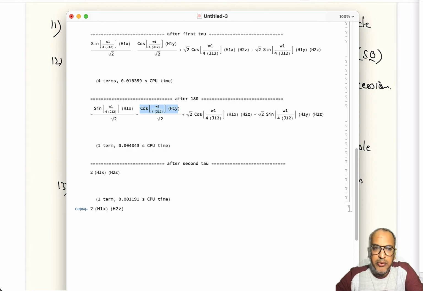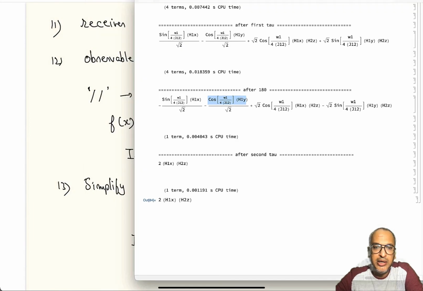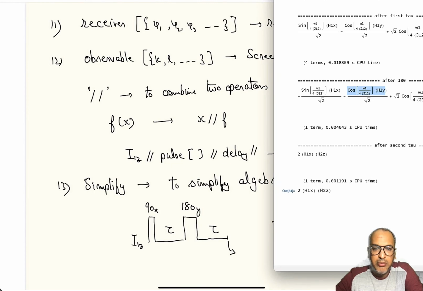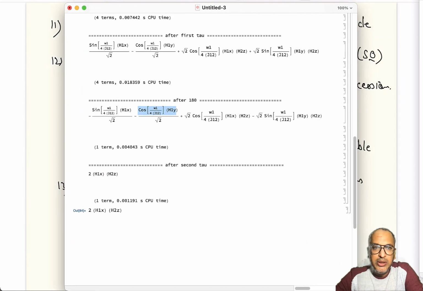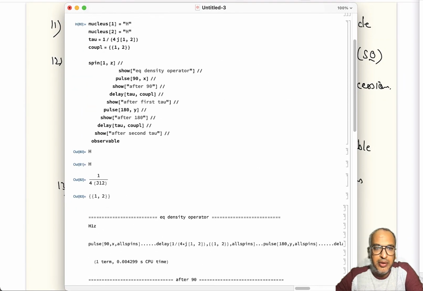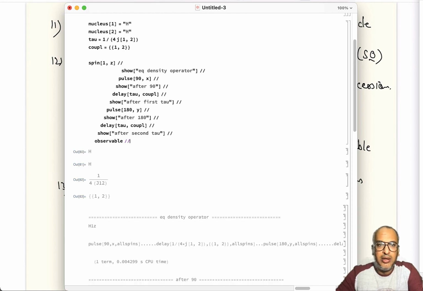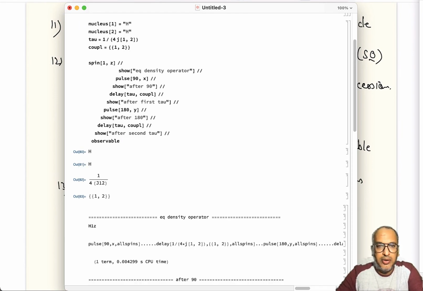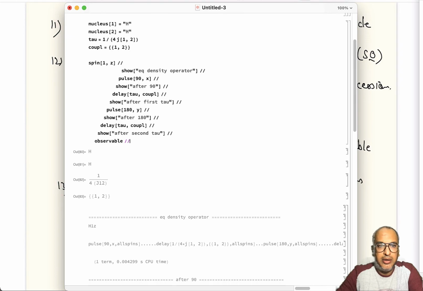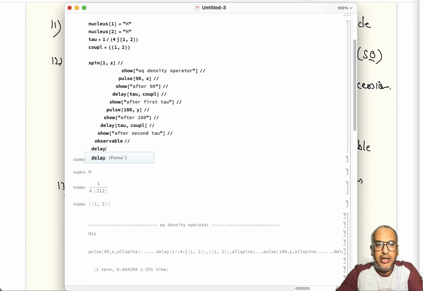And after this, if you do a T1 evolution, I have not done that, so I have not written that in the pulse program here, because I am going to detect it. So that's why I have not done it. But if you want, what you can do is, after observable, you can have another delay, which will be a t1 delay, during which the coupling will be evolved.